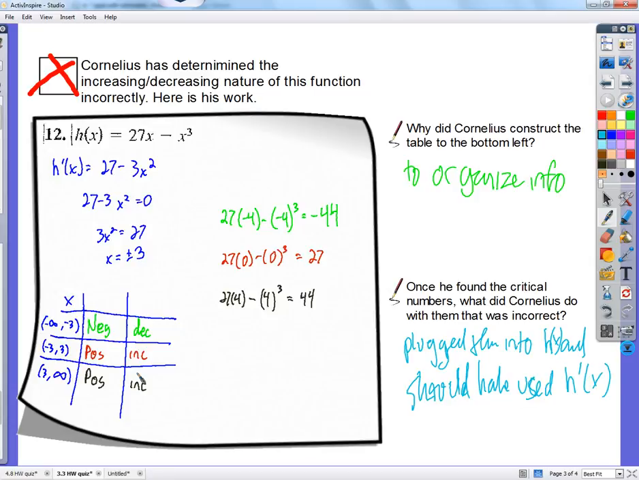If he had plugged them into h prime and found the correct values of h prime and found whether it's increasing or decreasing, once he's found that information, he could draw the conclusions of maxima and minima. And that would have been the first derivative test. Once you make the conclusion based on the slopes that you have a maximum or a minimum, that's the first derivative test.